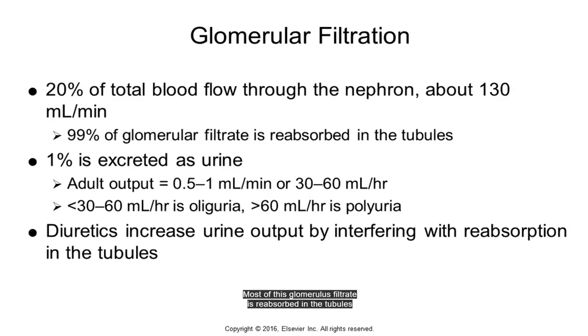Most of the glomerular filtrate is reabsorbed in the tubules, approximately 99%, and 1% of this filtrate is excreted as urine. For most adults, this results in urine output of 30 to 60 milliliters per hour. If less than this amount, we refer to it as oliguria, and greater than this amount as polyuria. Diuretics interfere with this reabsorption in the tubules.